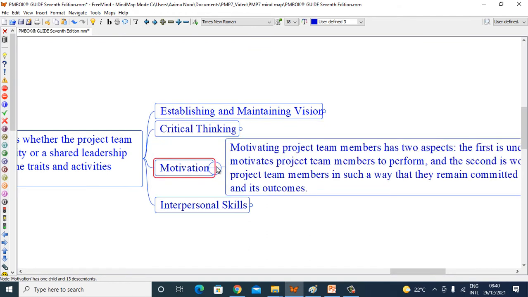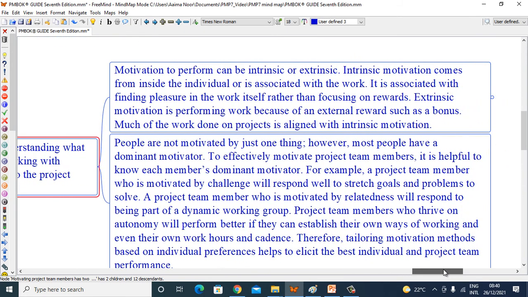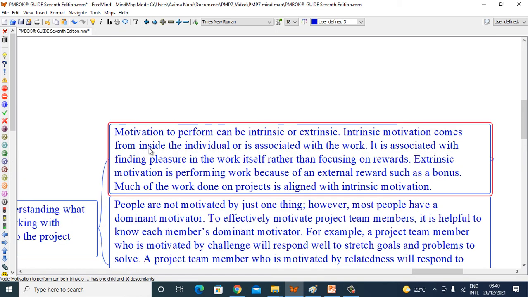Motivation. Motivating project team members has two aspects. The first is understanding what motivates project team members to perform, and the second is working with the project team members in such a way that they remain committed to the project and its outcome. Motivation to perform can be intrinsic or extrinsic. Intrinsic motivation comes from inside the individual, or it's associated with the work. It is associated with finding pleasure in the work itself rather than focusing on rewards. Extrinsic motivation is performing work because of an external reward such as a bonus.